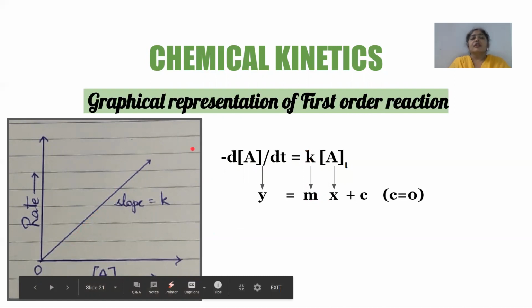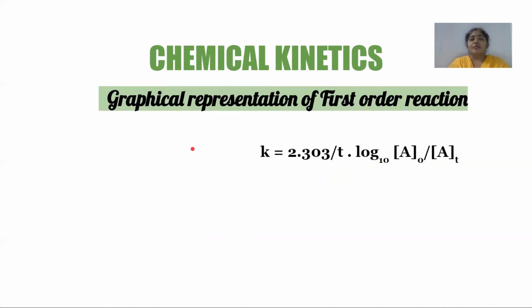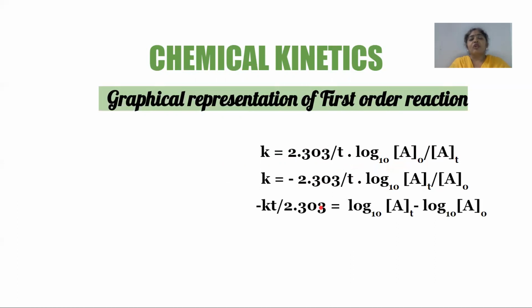All right. Now let us see one more graphical representation. Now we have taken the integrated rate law for the first order reaction here. So I can write the integrated rate law as k equal to 2.303 by t log to the base 10 of A0 by At. Now going back to the equation with a negative sign, when I put the negative sign here, the fraction will get reversed. So it will become At upon A0, right?